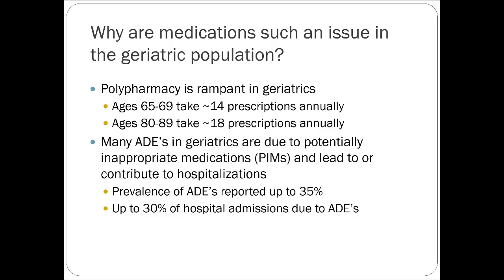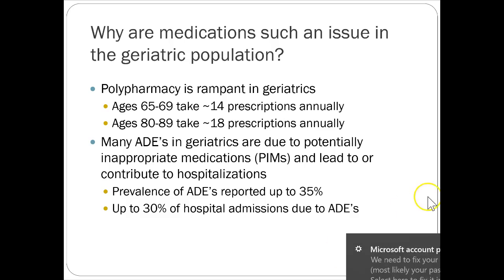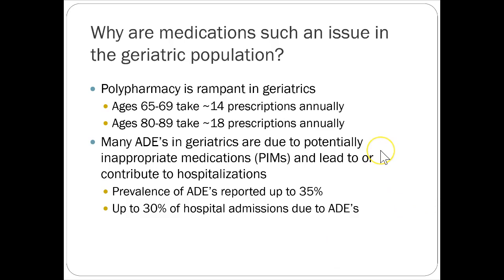A lot of adverse drug effects in geriatrics are due to what's called in the industry of safety and geriatric medicine PIMs, or potentially inappropriate medications, and lead to or contribute to hospitalizations. So the prevalence of adverse drug events in geriatric patients is up to 35%, and up to 30% of geriatric hospital admissions are due to adverse drug events. So where I'm going with this is that if you can reduce drug side effects, you can reduce hospitalizations, and you can save the patient a lot of heartache, and you can save the health system a lot of money too. So that's the big issue around geriatric prescribing and geriatric medicine, and why there's a lot of talk around this.